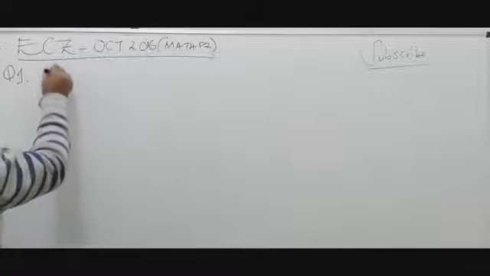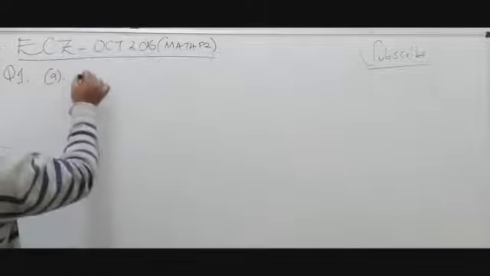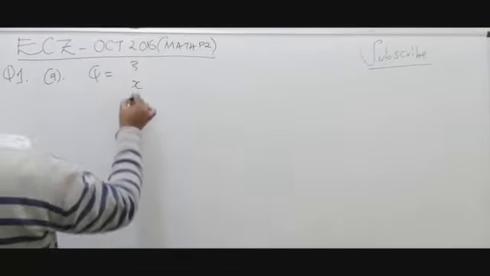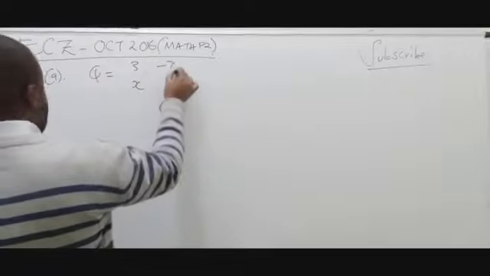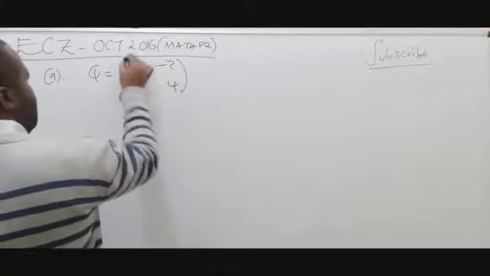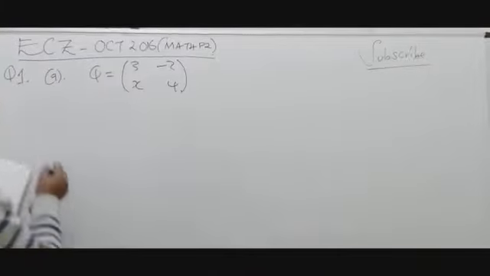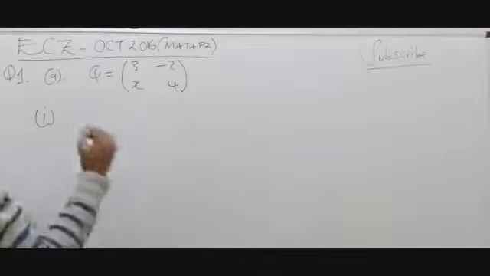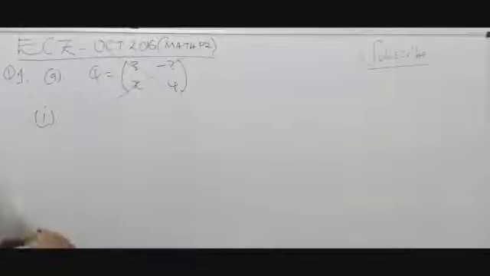A, we are saying given that matrix Q is equal to 3x, that is the first column, negative 2 and 4. Roman numeral 1, we are saying find the value of x given that the determinant of Q is 2. So we know that the determinant here is 2. Because we're talking about the determinant, we write an expression for the determinant. That is major diagonal minus minor diagonal.